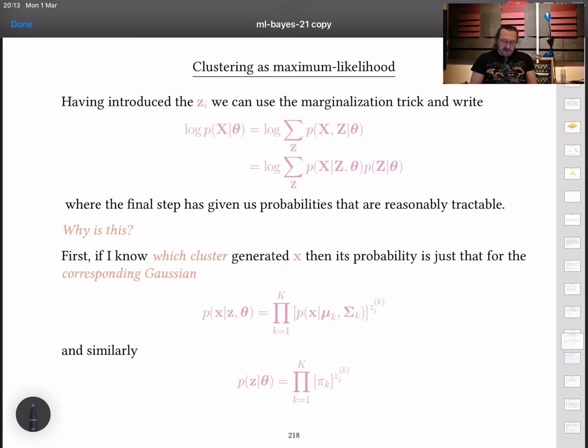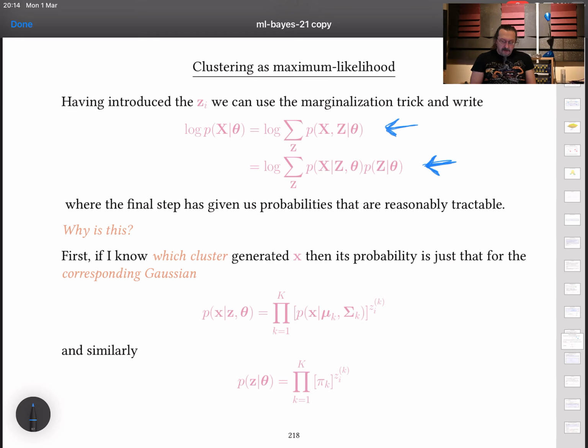So the first line here, all I've done is written, well, precisely an application of that trick in order to bring z into play. And then in the second line, I've just split the joint probability of x and z given theta into a conditional probability and a prior in the usual way. Probability of A and B is probability of A given B times probability of B.